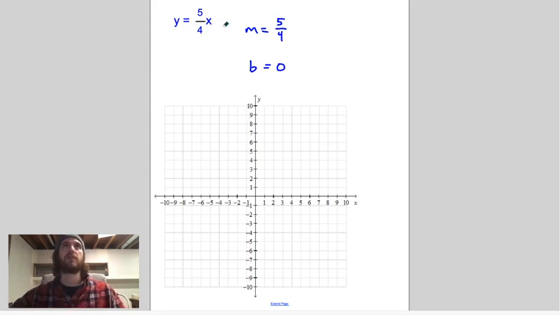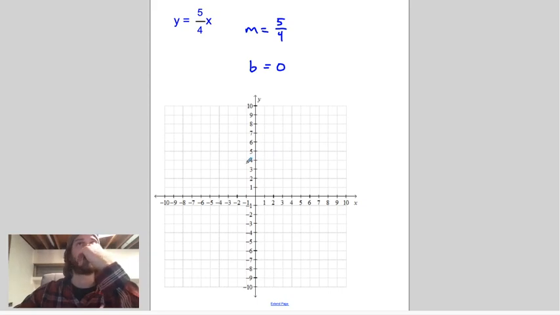Because 5/4 x plus 0 is still 5/4 x. Isn't that exciting? Okay, great. So this gives us our starting point, so we plot it right here. And once you get the hang of this, guys, it goes really fast. The rise over the run is 5 over 4.